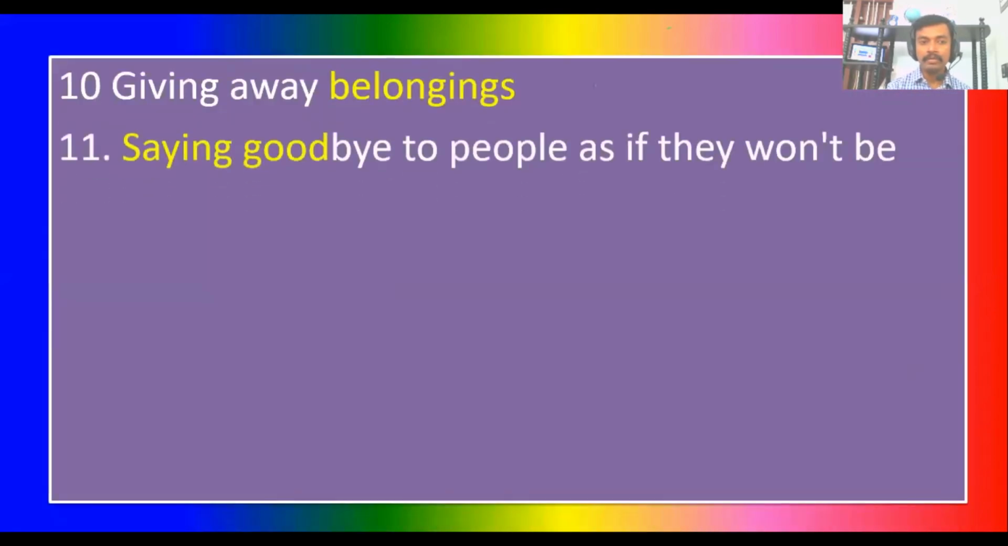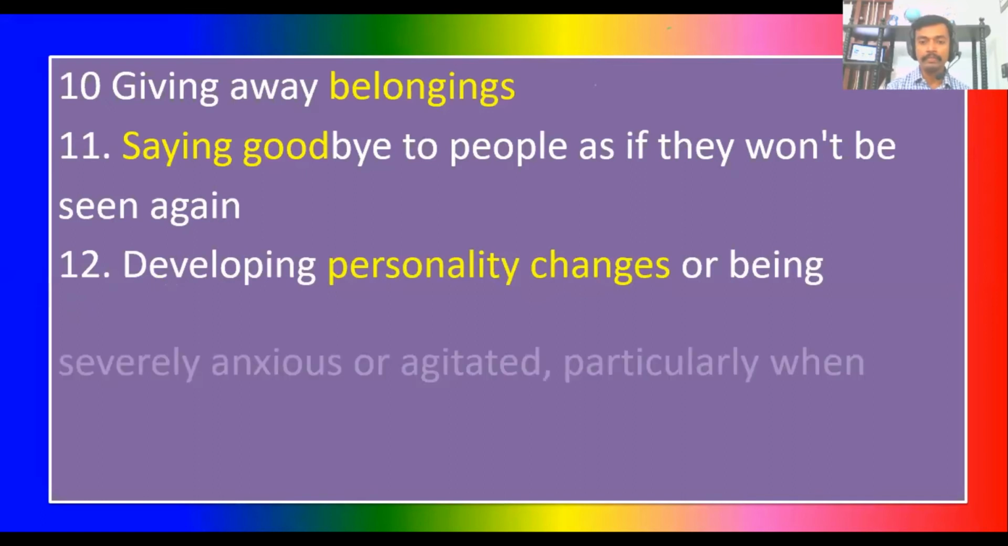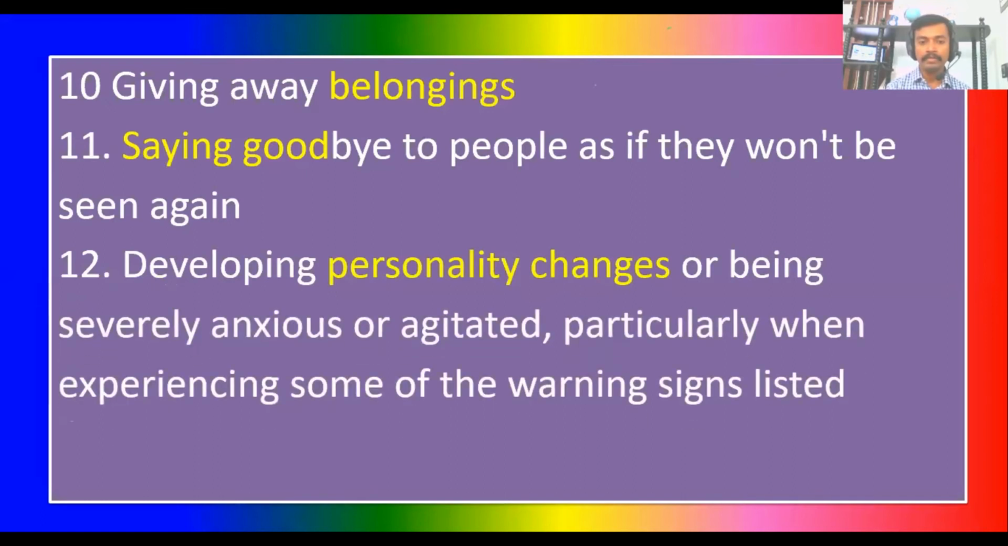Then the 10th one, giving away belongings, which means they don't talk with their parents, or they don't talk with their husband or wife. Saying goodbye, always saying goodbye and that they are going to another place, will see again like this. Then personality change, which is a very important symptom. For example, a person who was normally living well immediately disorganizes in personality. That is another symptom. Anxious.